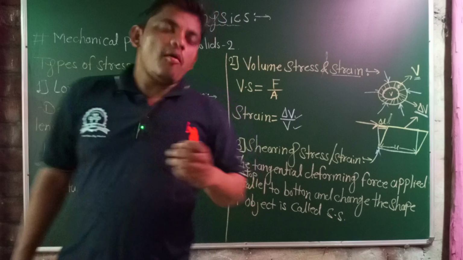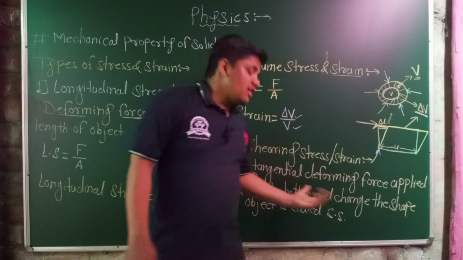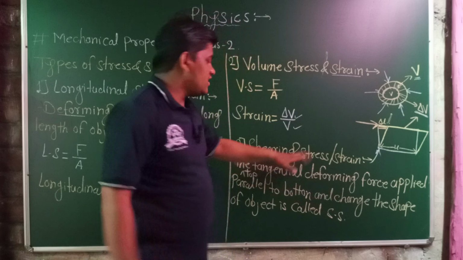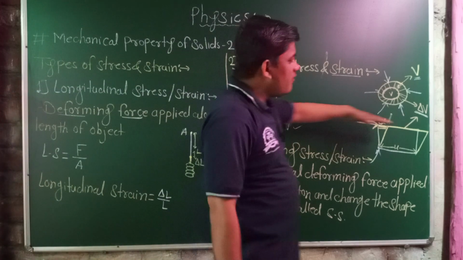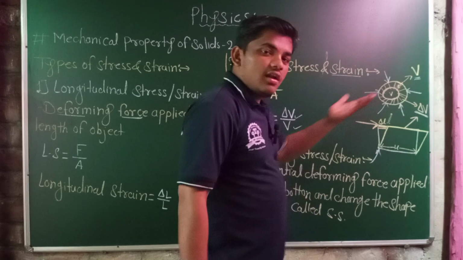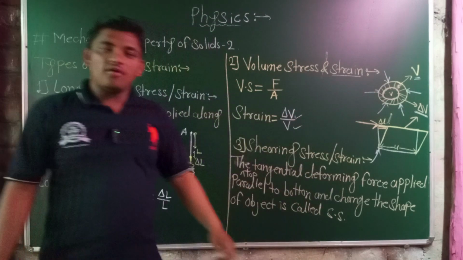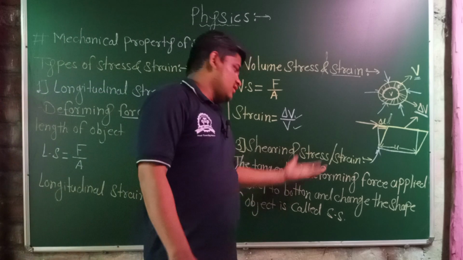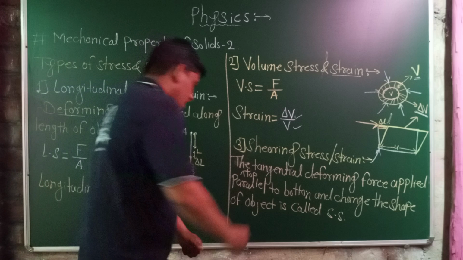then the shape of that object will change, and this stress is called shearing stress. What is the shearing stress? If we apply a certain tangential force at the top surface which is parallel to the bottom surface, this will be responsible for changing the shape of the object. This is called shearing stress. Then what is the shearing strain?